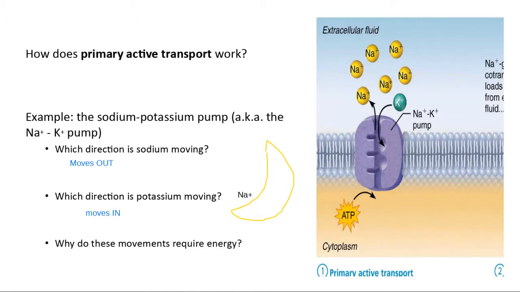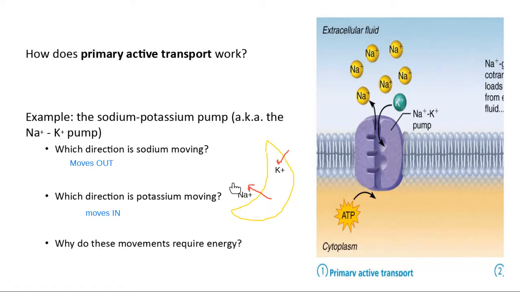Where do I have a whole lot of potassium? K, inside or outside? Yep, K's on the inside. Okay. Here is where I have a lot of these things: a lot of sodium on the outside, a lot of potassium on the inside. Now, here's our sodium-potassium pump. What the pump does is it moves sodium to the outside of the cell, and it moves potassium into the cell.